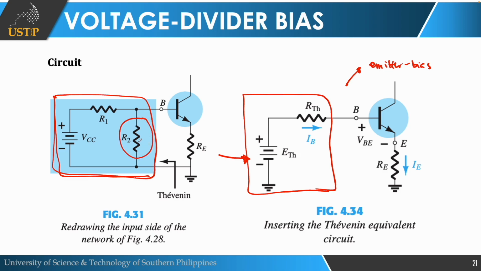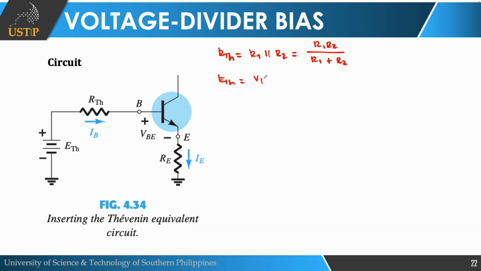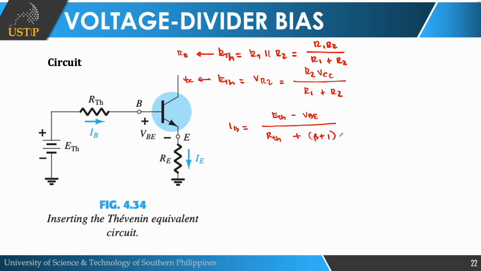And the voltage across your R2, using voltage dividers, is just R2 times the VCC all over R1 plus R2. This will now be just like your RB in the emitter bias, and this is also like your VCC in the emitter bias. So we can use IB, but instead of VCC, we use ETH, minus VBE all over RTH instead of RB, plus beta plus 1 RE, just like your emitter bias configuration.